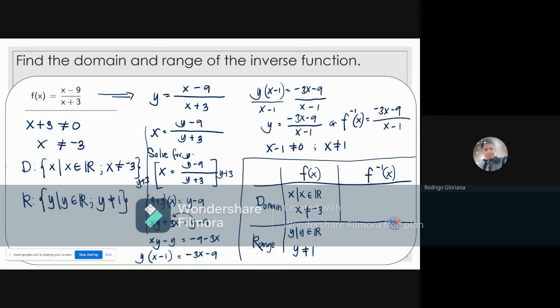Paano, sir, sa inverse? Sabi natin, you have to interchange. So, we simply interchange. So, this one will be your domain. On the other side, this will be your range. So, meaning, this is now your x, such that x is an element of real number, x is not equal to 1. So, range, y is set of real number, wherein y is not equal to negative 3.